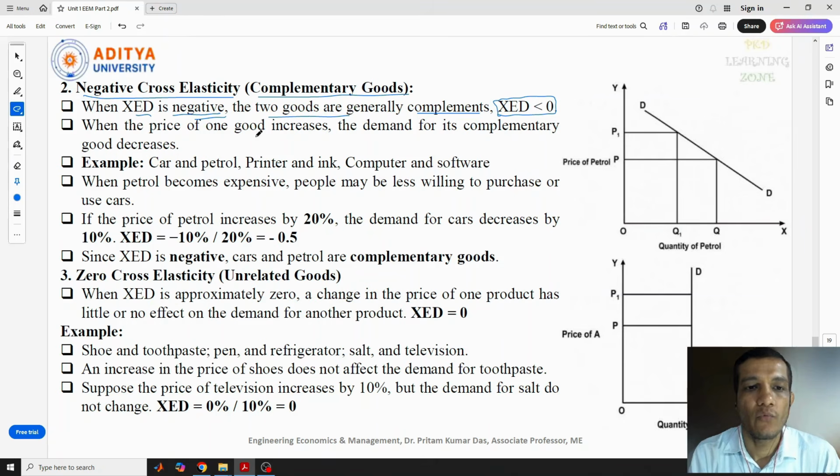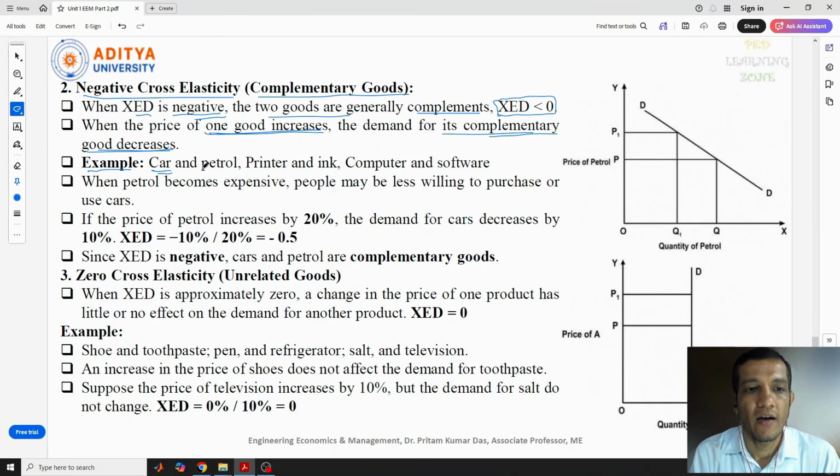So when the price of one good increases, the demand for its complementary good decreases. That means both are complementary to each other. When the price of one good increases, the demand for the complementary good will decrease. Some examples I've taken here.